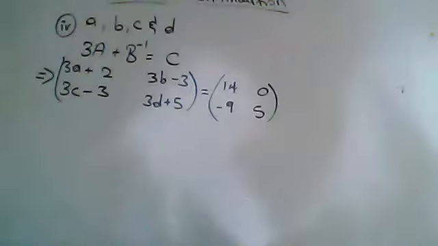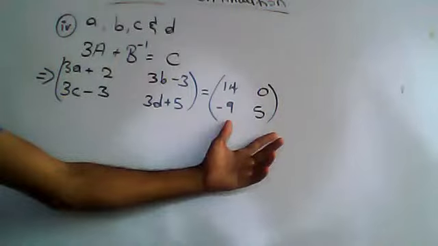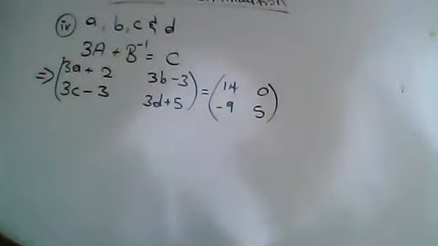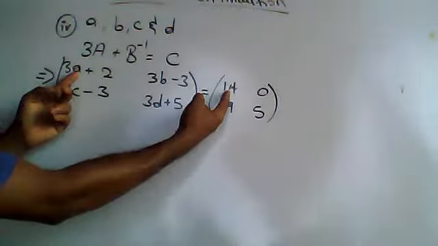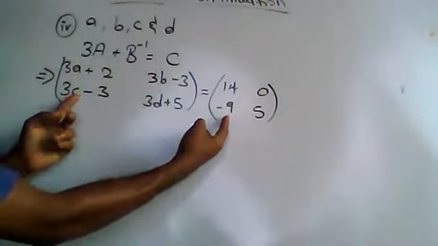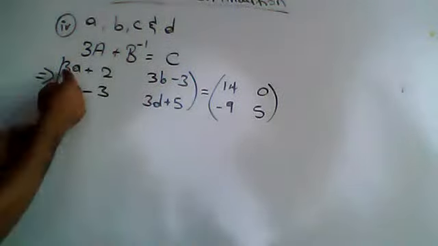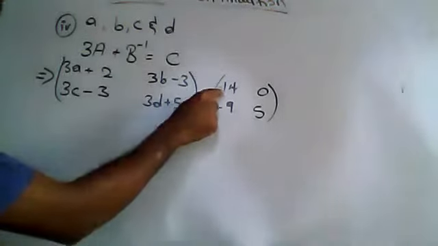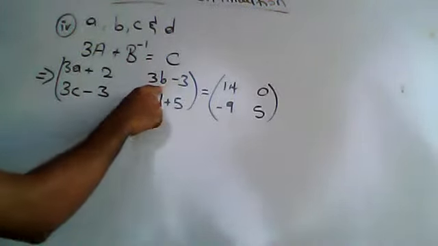Now, this is equality. I think that's the topic, equality of matrix. So this is a 2 by 2 matrix. This is also a 2 by 2 matrix. Just like when we're adding matrices, we would add the corresponding terms: A with A, B with B, C with C, D with D. So the same thing with equality of matrix. We're going to let 3A plus 2 equal to 14.